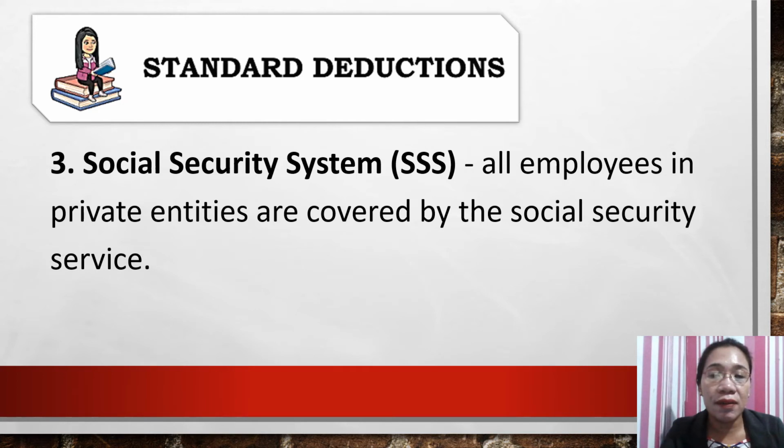Okay, third. The third standard deduction is Social Security System or SSS. Meron na kayong nalalaman sa SSS. All employees in private entities are covered by the Social Security System. So when we say Social Security System, ito yung insurance ng lahat ng mga nagtatrabaho o empleyado ng nasa private na mga companies. So all employees in private entities are covered by the Social Security System or SSS.